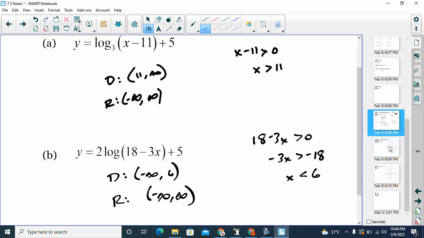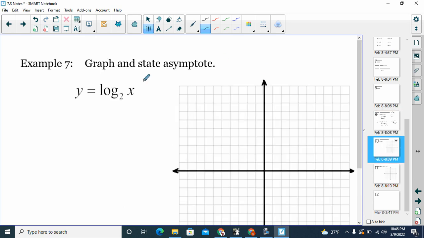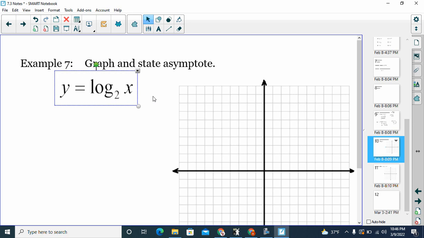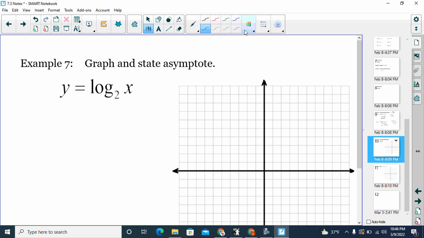And then the other part of the notes that we didn't get to last time is graphing logarithmic equations. Graph y equals log base 2 of x. You are much more familiar with exponential functions than you are logarithmic functions. So what we're going to do is take this logarithmic equation and change it to exponential form. We did that last class.